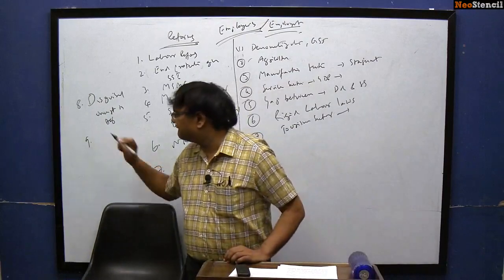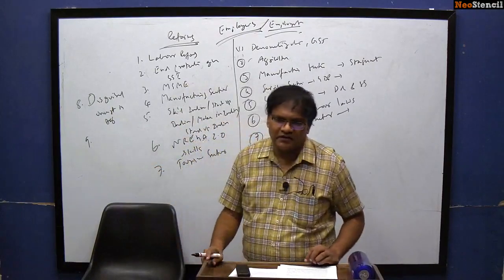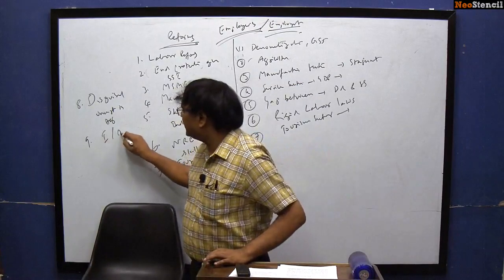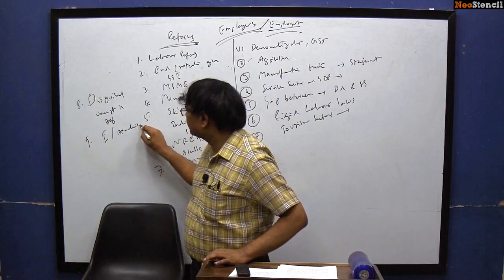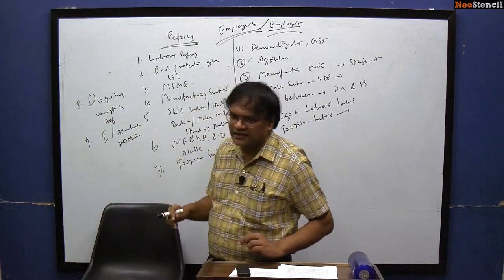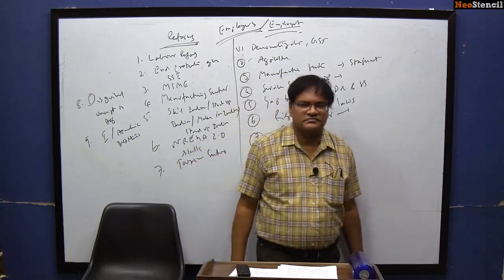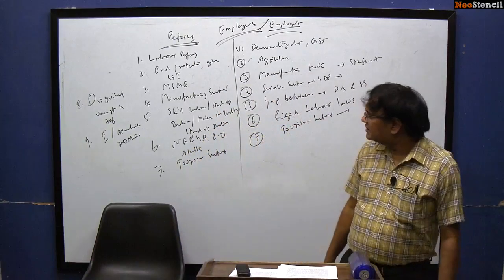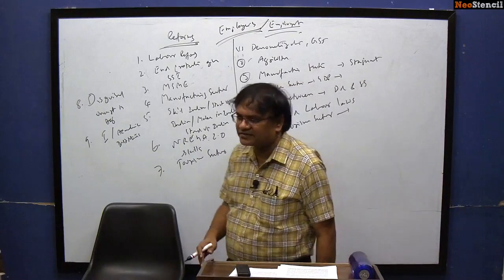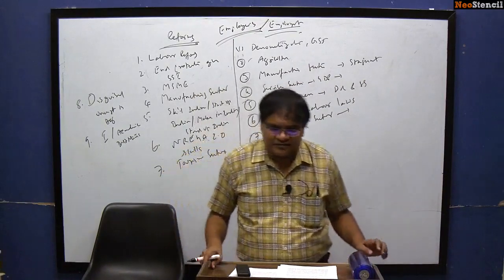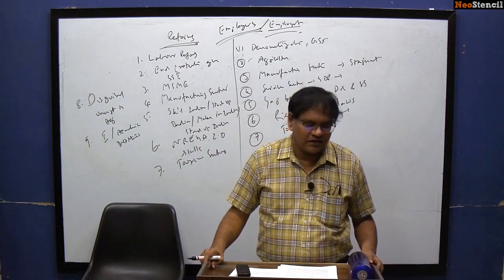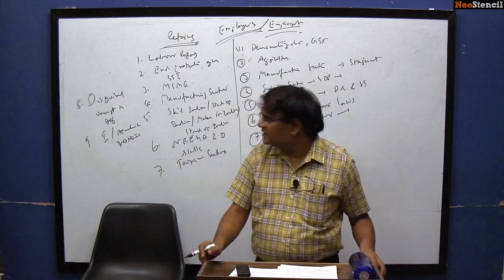Next, the government should ensure proper linkages between industry and academic institutions, so that the gap between the demand and the supply can be reduced. This is what the government can do.